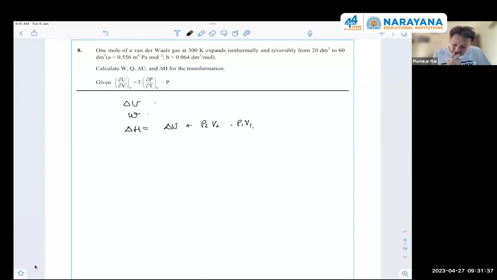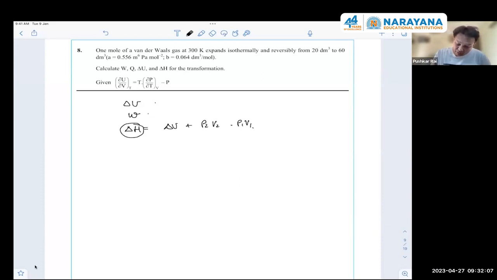But there is one problem. We don't know pressure P1 and we don't know P2. So I think delta H calculation will be very difficult. Because we know the V1 and V2, but we don't know P1 and P2. How to get it? Van der Waals equation. Yeah, so that calculation will become very lengthy. But it can be done.